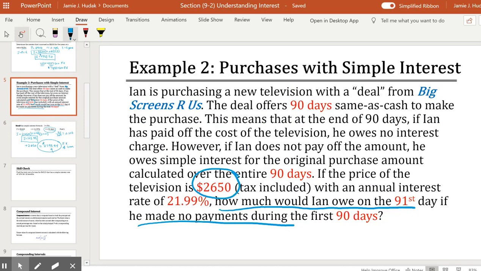And this is a common scenario in stores. Often they'll say if you pay it off in 90 days, there'll be no interest. But once that 91st day comes, they add on all the back interest.